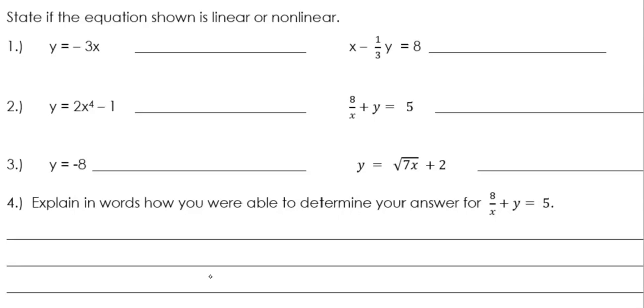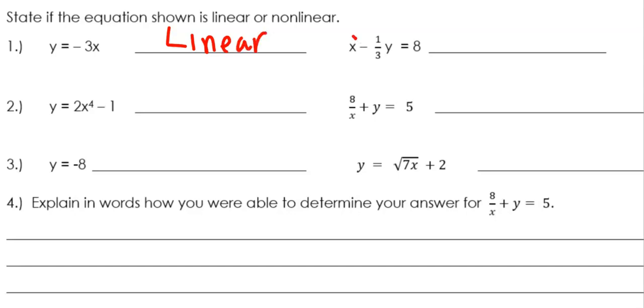Number 1, is this linear or is it nonlinear? So we look at the equation and see if it breaks any of the rules. Do the letters have any exponents? No. Are there any variables in the denominator? No. Are there any products of variables? No. Are there any special roots or absolute value bars? Nope. It doesn't break any of the rules. So this is linear.